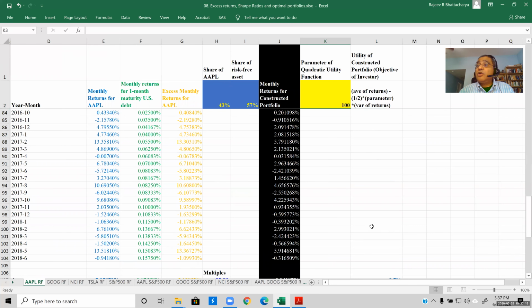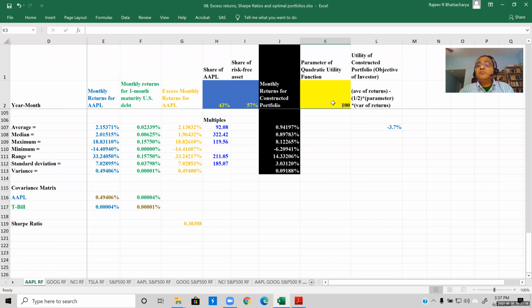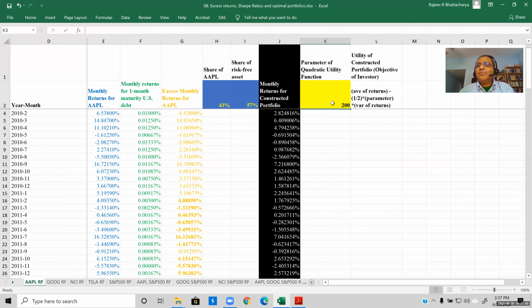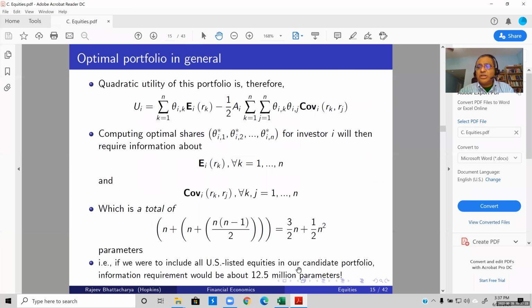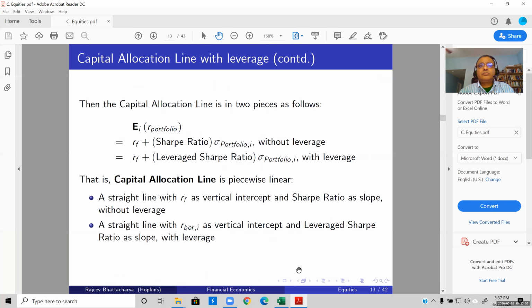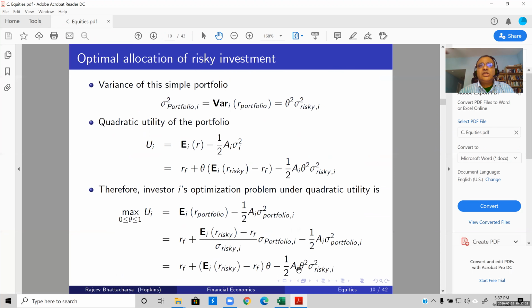Okay, it's 100. Actually, let me just make it 200. Then going back to our expected utility, remember, the quadratic utility is the expected return of the portfolio minus half times A times the variance. So if A is 200, then half times A is 100. That means you're putting 100 times more negative weight on the variance than you're putting on the expected return.